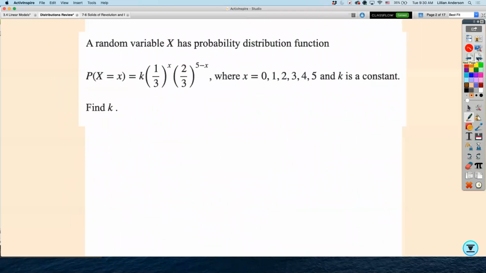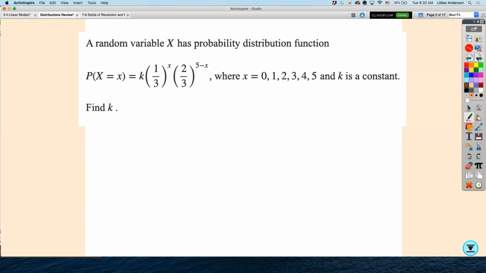Speaking of probability distribution, some of the ones that you guys missed, we're going to go over them very quickly. I'm just going to talk you through them because, again, you did not get the answers for this particular homework. So we have a random variable X with a probability distribution function given to us, where X is 0 through 5 and K is a constant that we have to find.